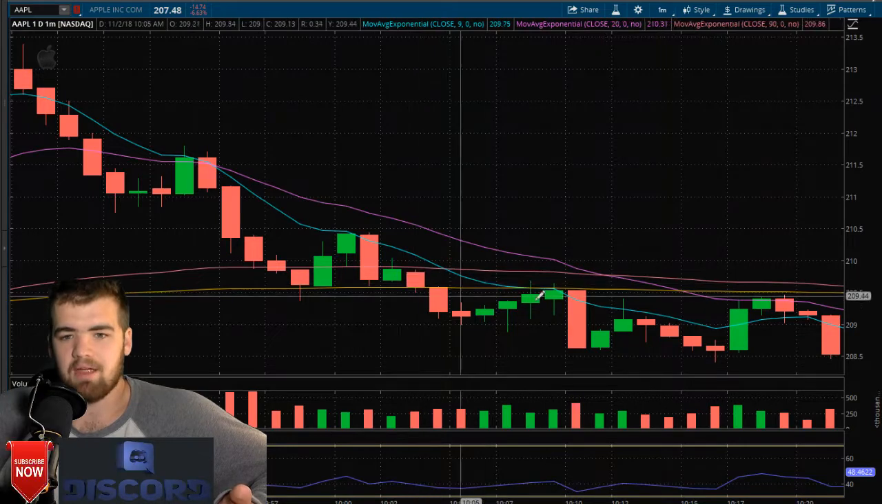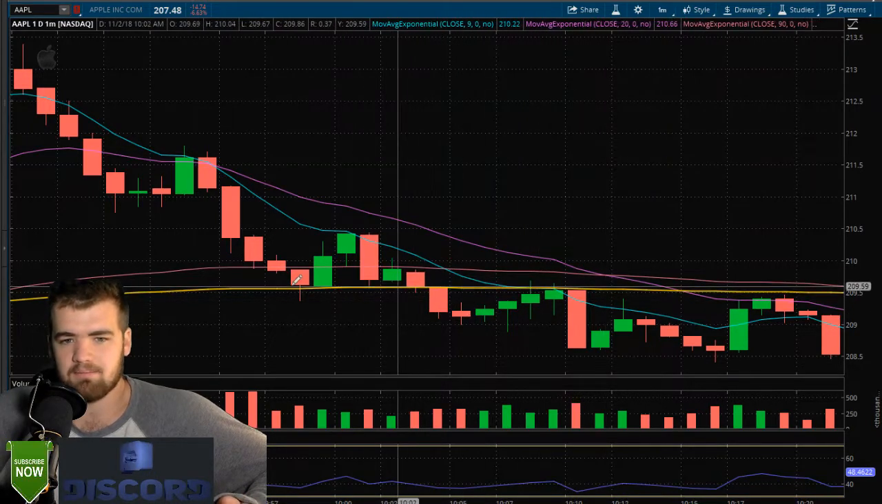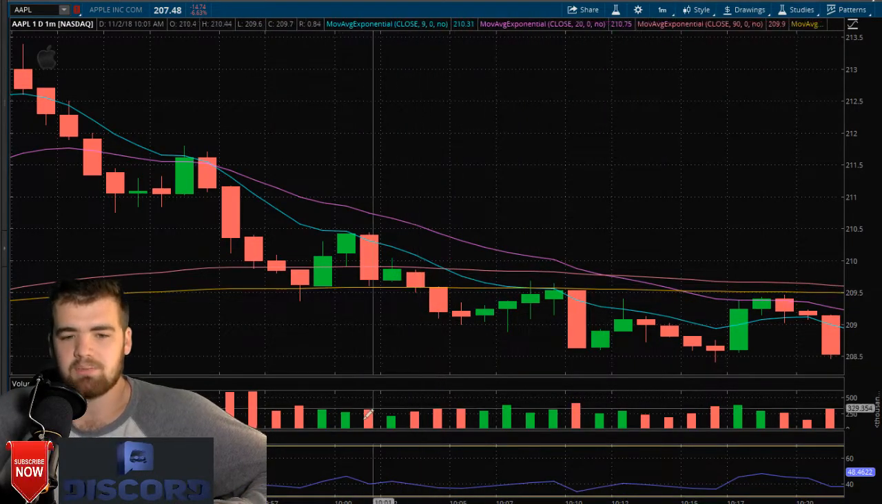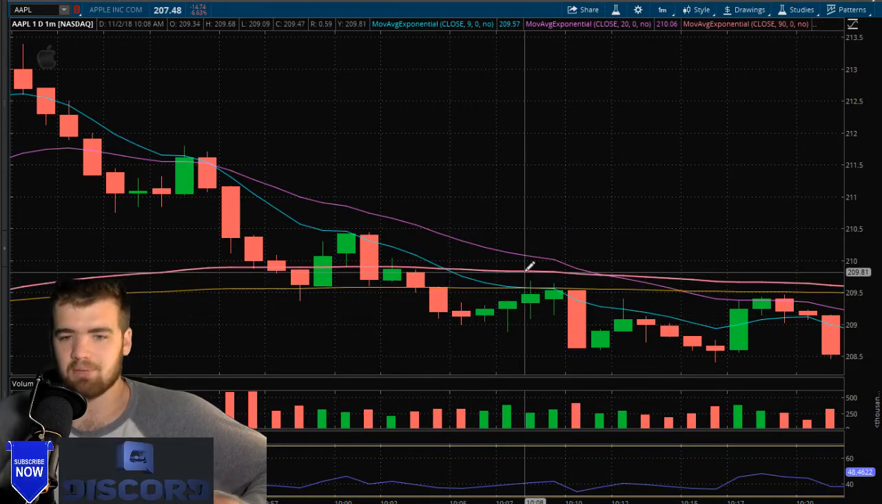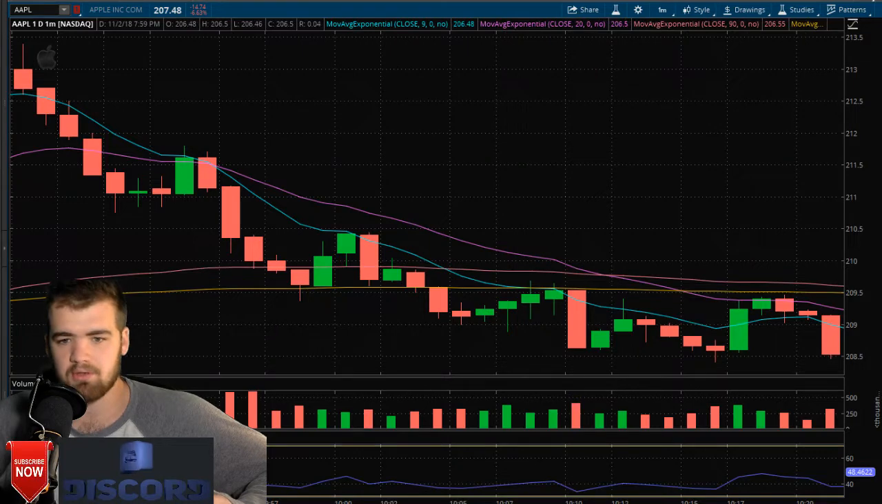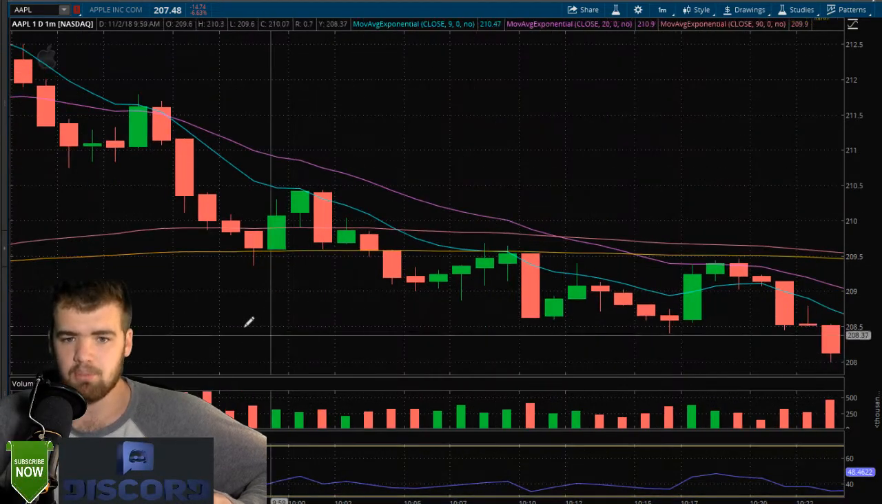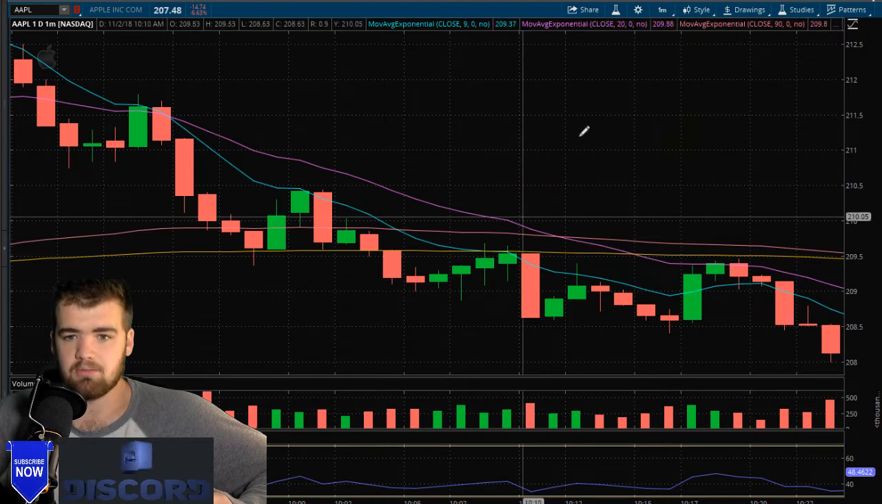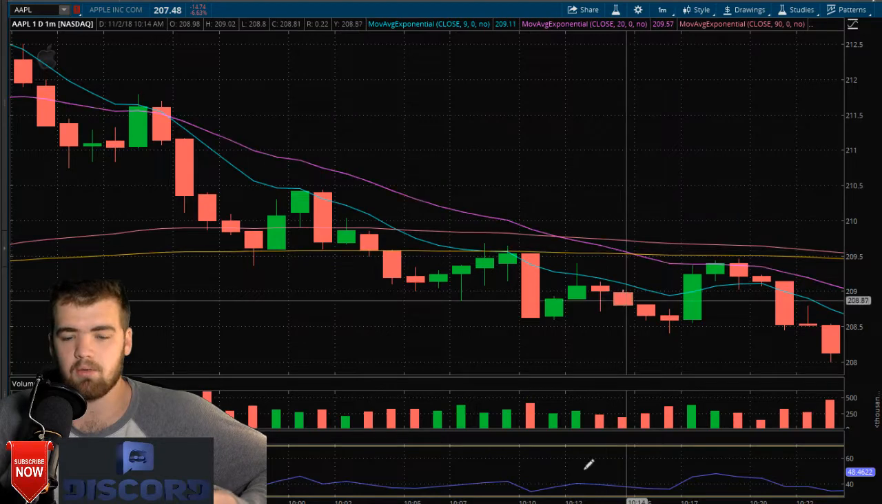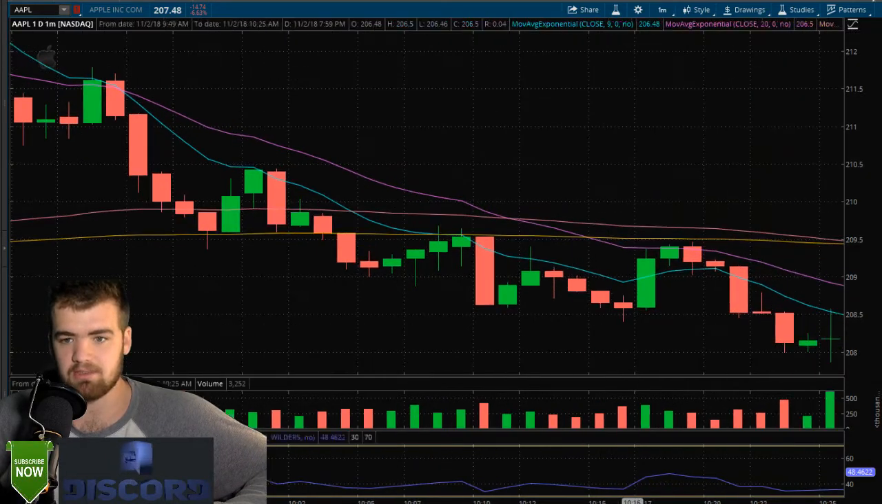More likely, I would have waited. I would not have went long there, just because I like to do a resistance breakout strategy. I'll actually show you that here. So pretty much this 200-day moving average line, you wait for a break over it. So you would most likely set an alert, or you would just watch the stock closely.